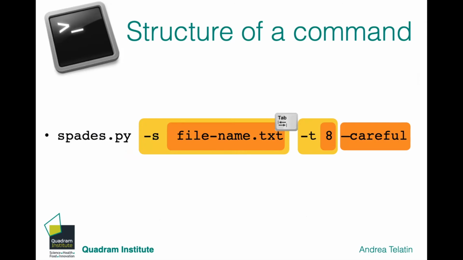And then there are some other parameters that will want some instructions. For example, -s is not a switch on its own, it's rather a prefix for something else. So if I type -s in this command, I also need to type something else after. It's like saying the value of -s, the single reads, is filename.txt. The value of -t, the number of threads, is 8. While -careful in this case is like a switch, either on or off.